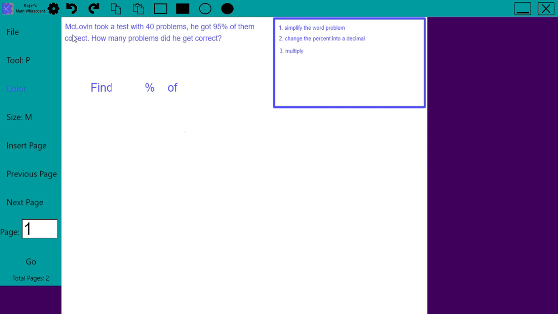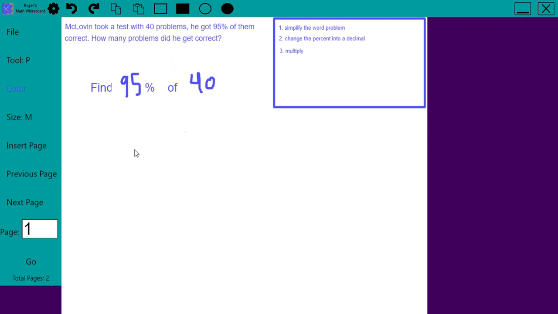So, first example, McLovin took a test with 40 problems. He got 95% of them correct. How many problems did he get correct? So, first step is to simplify. So we're going to change this into this. So find percent of. So we have our percent here. So find 95% of 40. And that's exactly what this word problem is asking us to do.